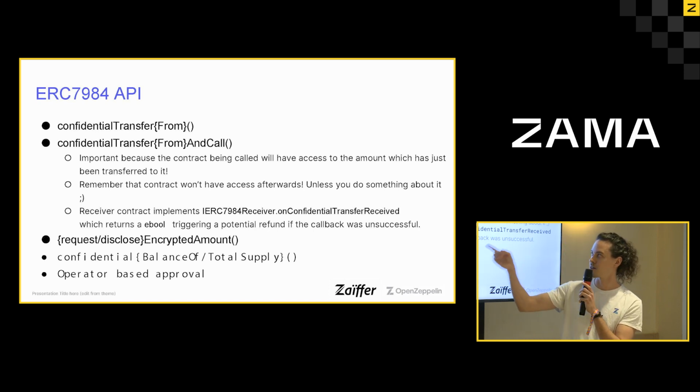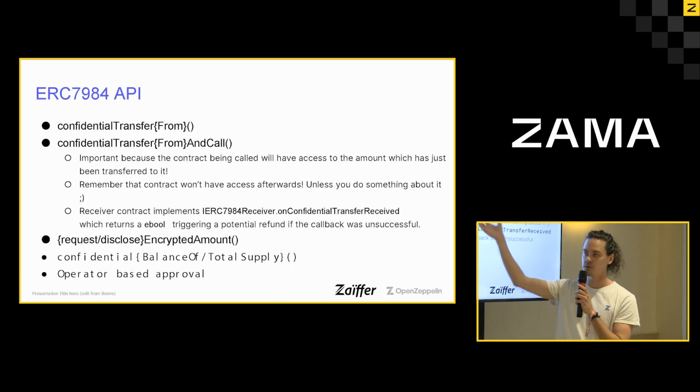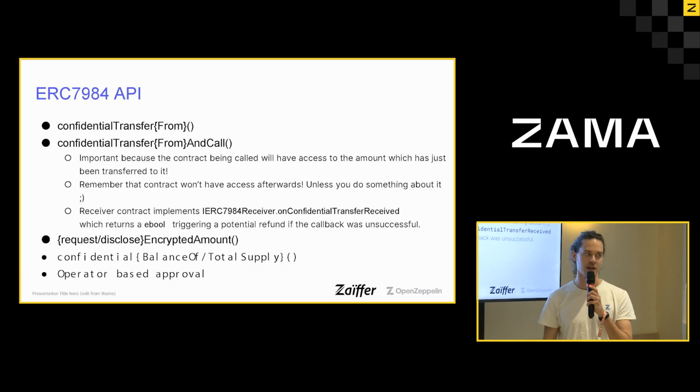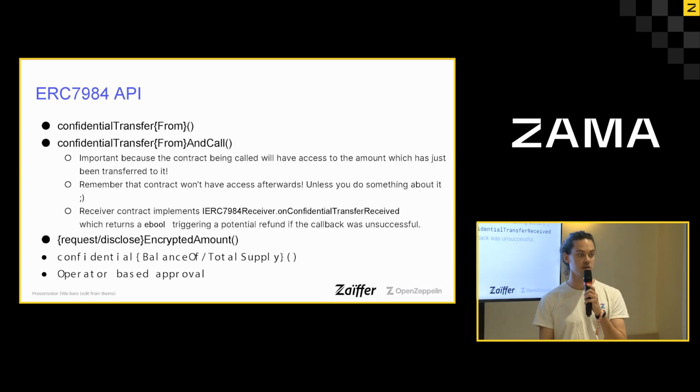So this allows you to give them permission, and then you could even give them transient permission so that it's just available for that transaction execution, and then they can do something with it. So you do a call into that contract, and it can do some operations on this encrypted value before the transaction is through. So you need to implement this on confidential transfer received function if you want to make a contract that receives ERC-7984 tokens.